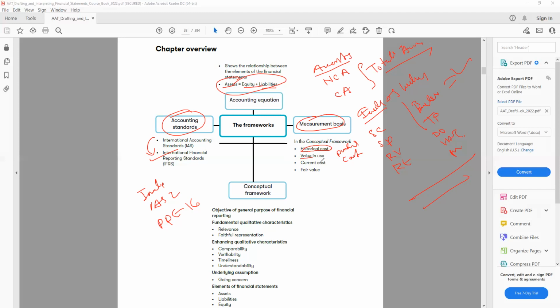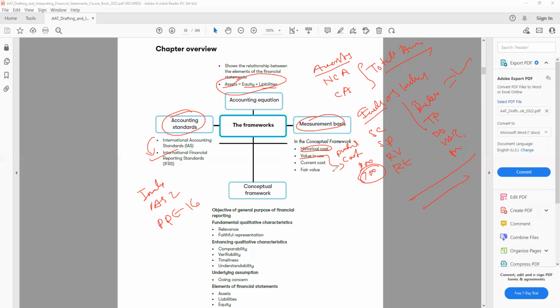Then we have value in use. Value in use means, if I use this machine or asset rather than sell it, how much will the value be? For example, if I sell this asset, I can get 500 pounds. And if I use this asset, that will give me a value of 700. So always take the higher one. So we always go for the value in use.